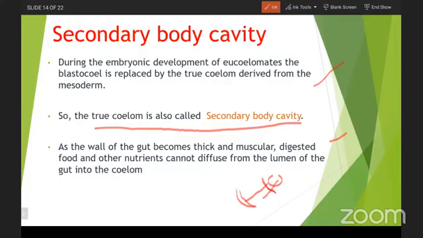So secondary body cavity means the cavity present between the ectoderm and endoderm, covered on two sides by the mesoderm, which is known as a true coelom, and the cavity is known as a secondary body cavity. Otherwise, the blastocoel is replaced by the true coelom, and that is also called the secondary body cavity.